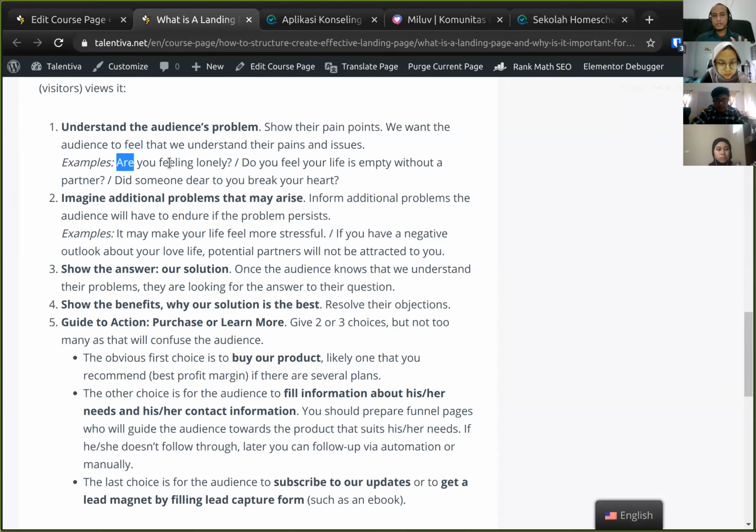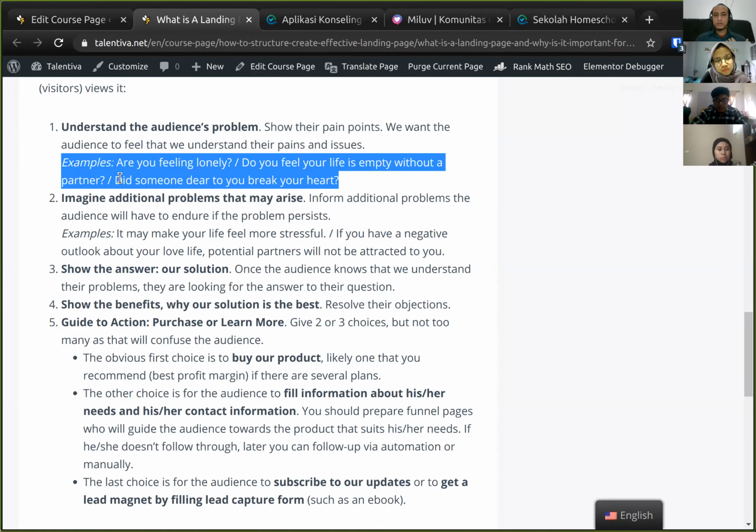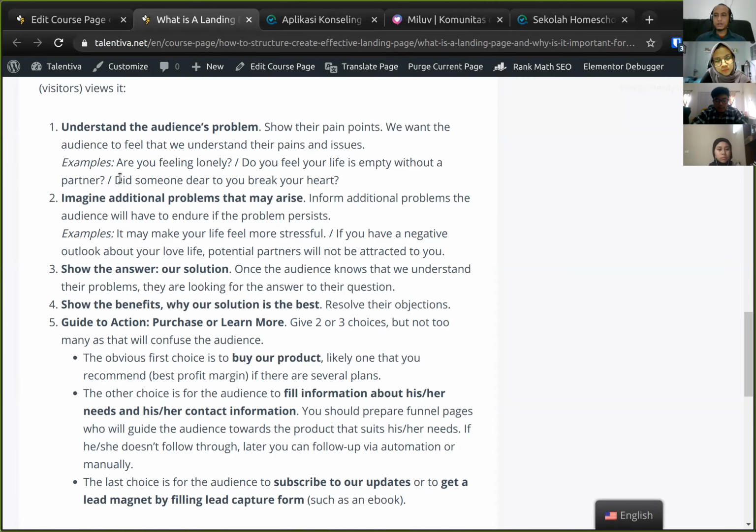For example, if the product is to give company or a friend to the user, then it's saying maybe like, are you feeling lonely? Or maybe do you feel life is empty without a partner? That's a problem. This is all about love. Did someone dear to you break your heart? Or maybe if it's a weight loss program, are you unhappy with how you look? If it's a homeschooling product, is your child not happy at school? Is your child unable to learn?